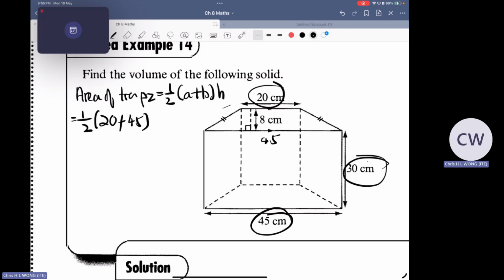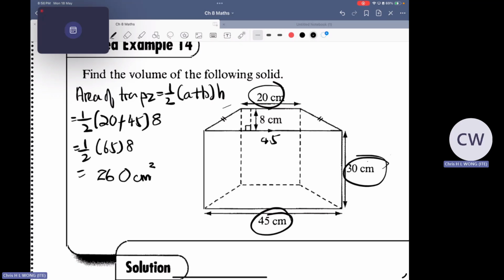What is the height? Don't get confused with this. What's the height of the trapezium? 8. Very good. Half times 20 plus 45 is 65, times 8. Using a calculator, 4 times 65: 5 times 4 is 20, 6 times 4 is 24. 260. Somebody check, please. 260 cm what? Square, yes. Now this is the cross-section area, isn't it?